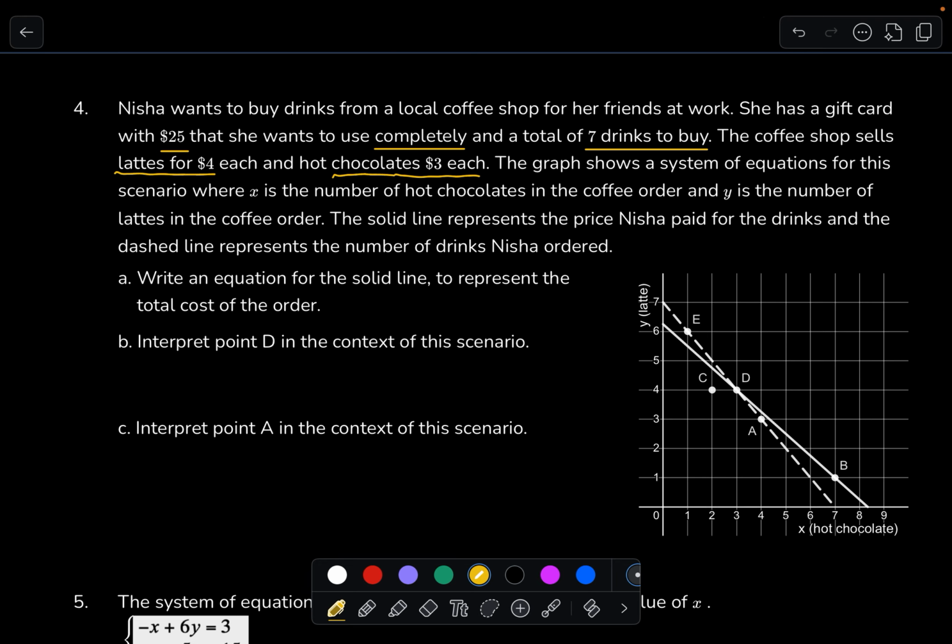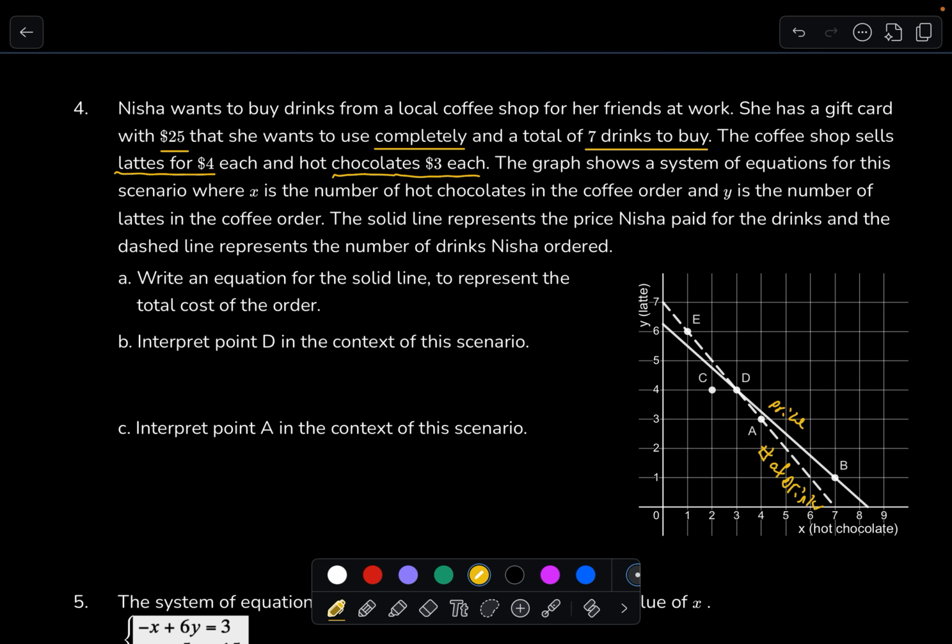Okay, in order. The solid line represents the price Nisha paid for the drinks. So the price is the solid, and the broken is the number of drinks. The solid line represents what Nisha paid for the drinks, and the dashed line represents the number of drinks Nisha ordered. Okay. Write an equation for this solid line.